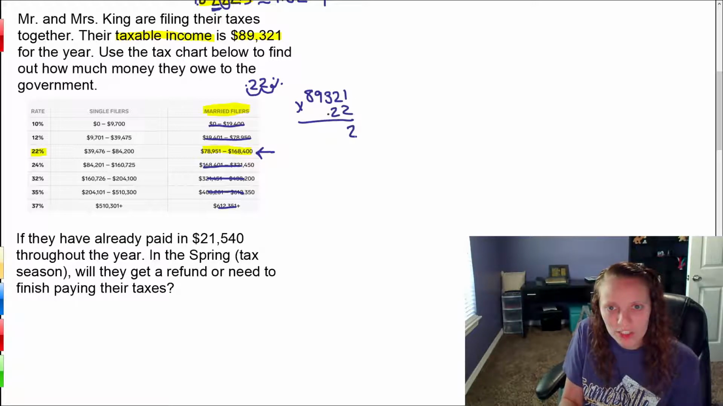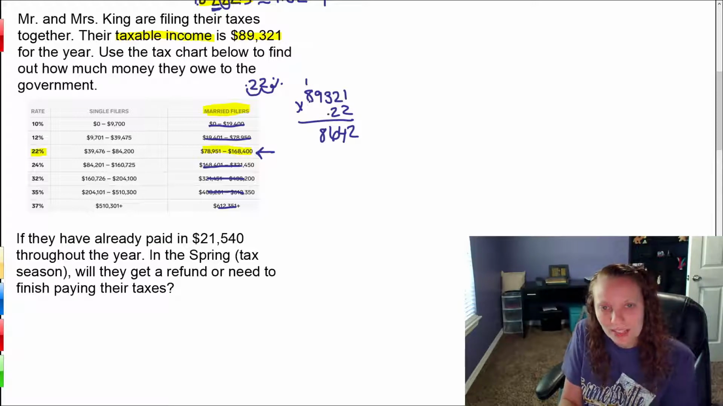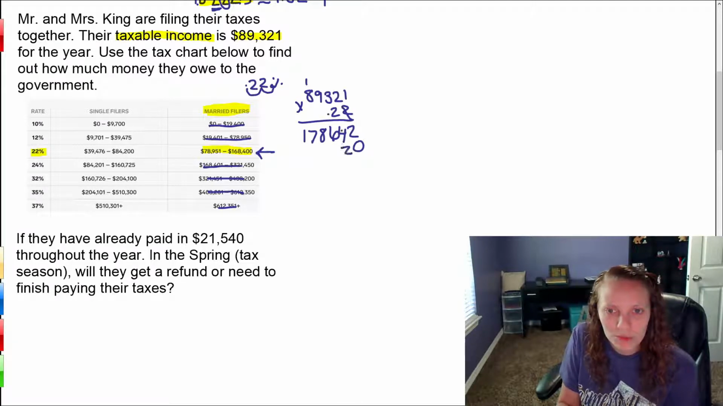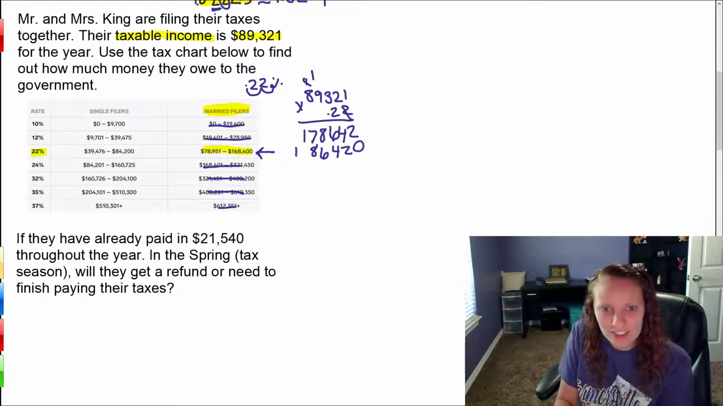2 times 1 is 2, 2 times 2 is 4, 2 times 3 is 6, 2 times 9 is 18, carry the 1, 2 times 8 is 16, plus 1 is 17. Add a 0 because now we're on the second number. 2 times 1 is 2. 2 times 2 is 4. 2 times 3 is 6. 2 times 9 is 18. 2 times 8 is 16, 17.